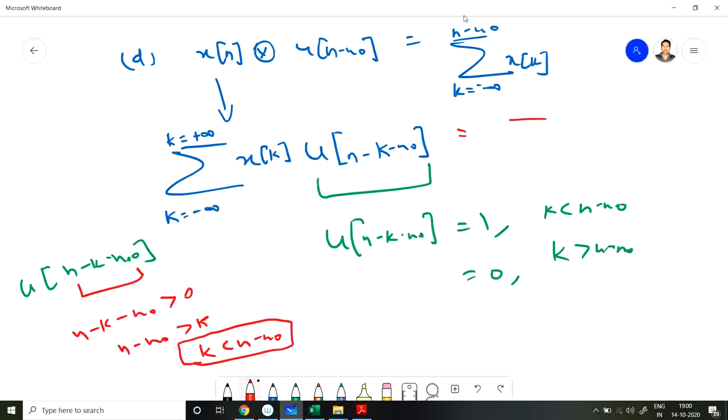So we can write it as the summation from k equals minus infinity to k equals n − n0 of x[k], because this value is equal to 1 for k less than n − n0. So we have proved all the properties.